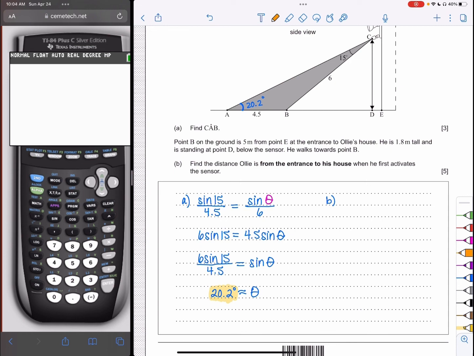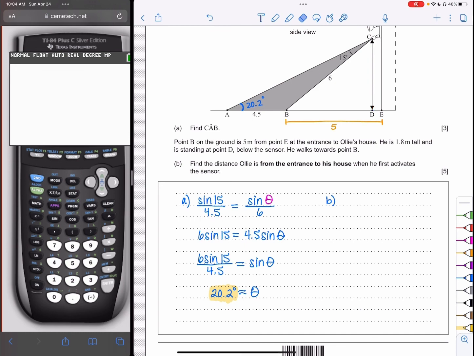Next, for part B, it says point B on the ground is 5 meters from point E at the entrance to Ollie's house. So E is the entrance, and we know that from point B to E is 5 meters. It says he is 1.8 meters tall and is standing at point D. So I know that Ollie is 1.8 meters tall. If I approximate, based off the other measurements given in this picture, I would say 1.8 is somewhere about here. And I know that this is his height.